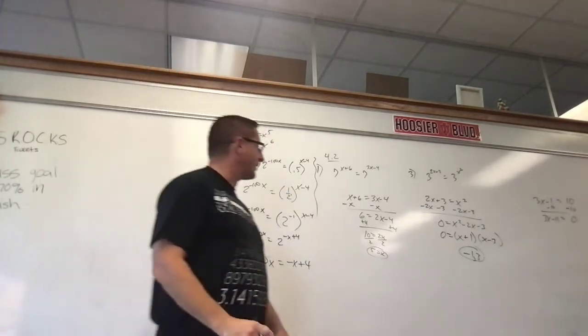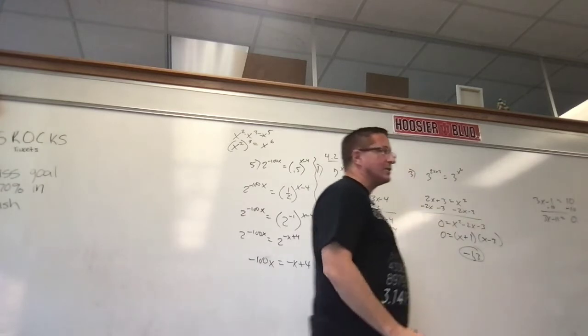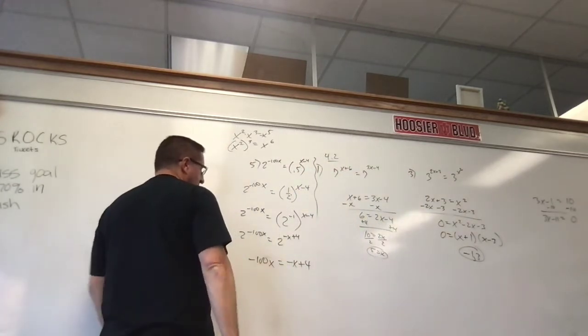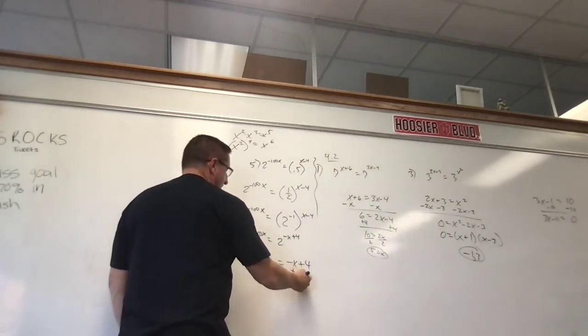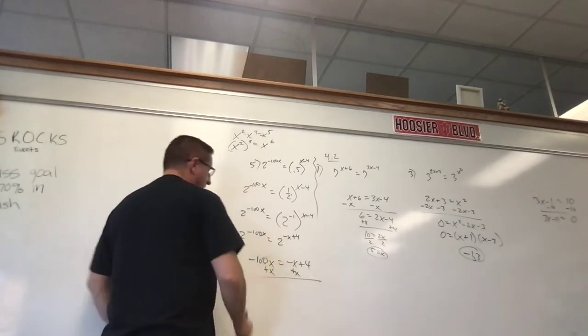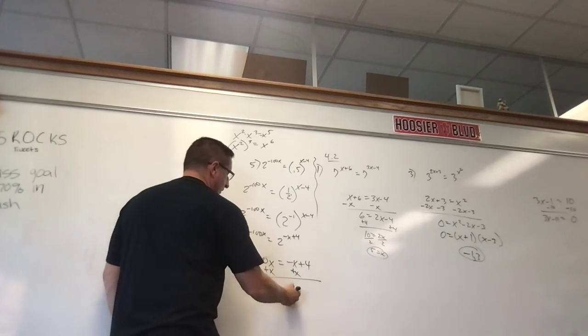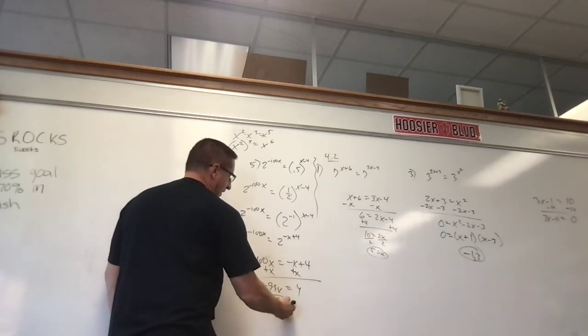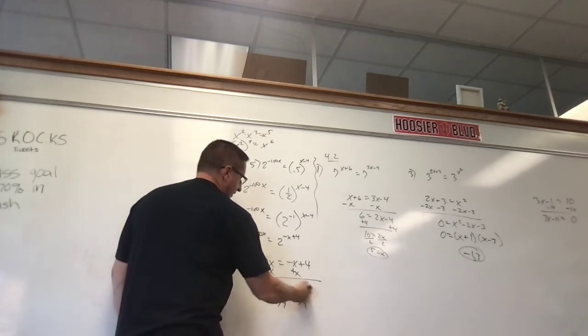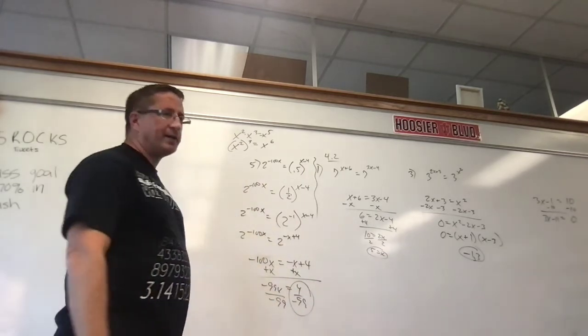It's when it's a quadratic. When it's a power of 2, it has to equal 0. This is to the power of 1. So I'm going to add x to each side. Negative 100x and a positive 1x is negative 99x equals 4. Divide by negative 99, and the answer is 4 over negative 99. So negative 4/99.